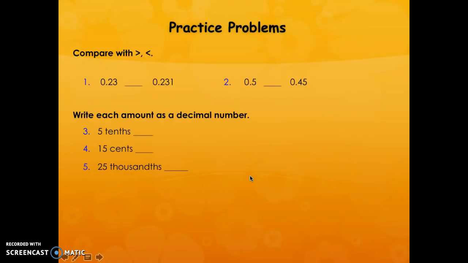So here are your practice problems. You're going to simply put greater than or less than for number 1 and 2. And then for 3, 4, and 5, you're simply giving me the decimal number. If you have any questions, we'll be talking about it in group.